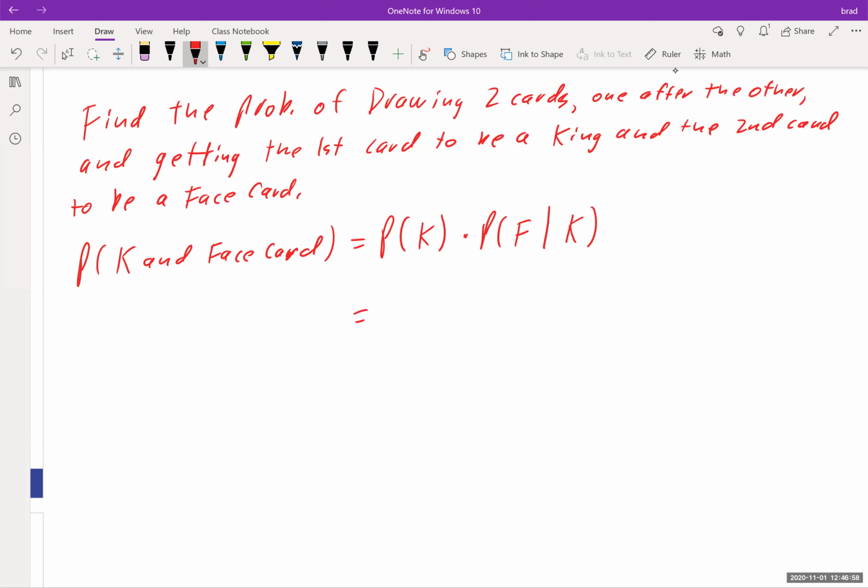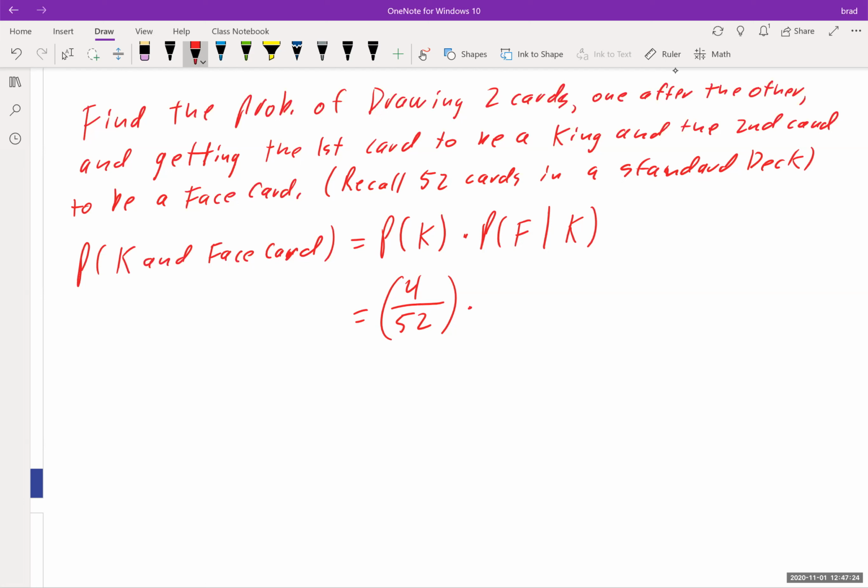How many kings? Well, there are 4 kings out of 52 cards in a deck, remember. In a standard deck. Okay, so there's 52 cards in a standard deck. So there's 4 kings. So what's the probability of getting a king on the first card? Well, that's 4 out of 52. Now we're going to multiply it by the probability of getting a face card, given that you already knew a king was drawn. So that technically means there's only 11 face cards now because we already drew a king. And then how many cards are left in the deck? 51. So let's do this on our calculator.